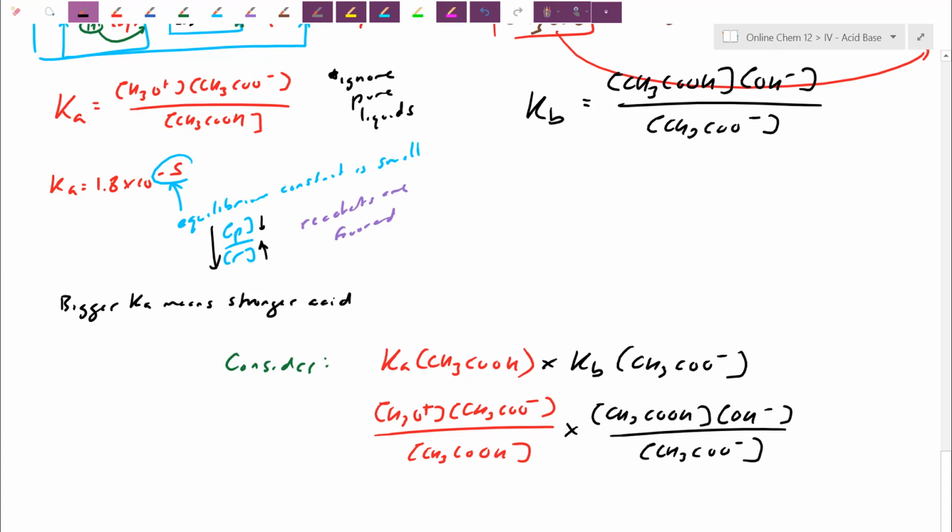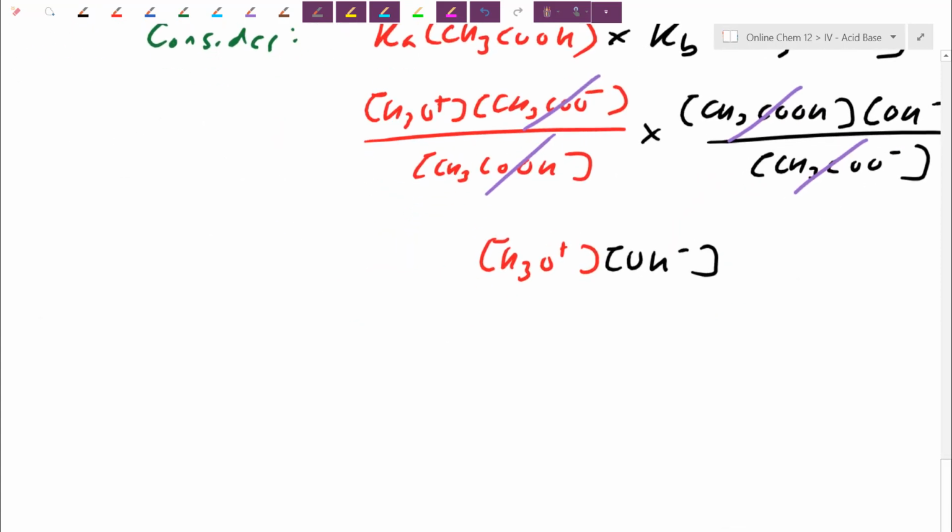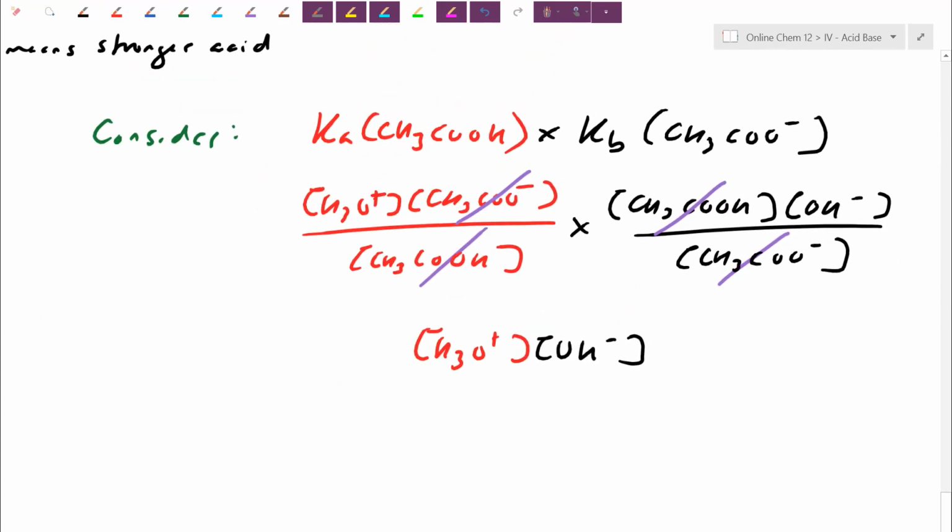Seems kind of crazy. Why am I doing this? Well, because they have very similar terms. Oh, look, the acetate kills off the acetate. Acetic acid kills off the acetic acid. This leaves us with just plain old H3O plus multiplied by OH minus. Do you recognize that? Oh, wait a second, this is what we did yesterday. If I have H plus times hydroxide, this equals Kw. So we did some crazy math here.